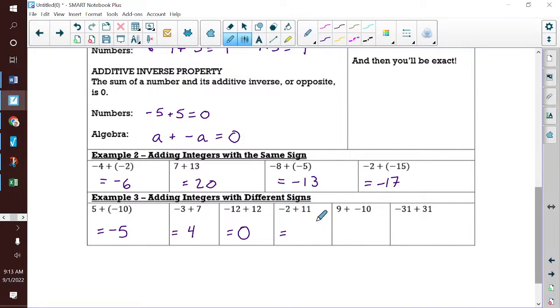These two numbers have different signs, so we'll subtract. 11 minus 2 is 9. Because 11 is bigger, we keep the positive sign. These two numbers have different signs, so we subtract. 10 minus 9 is 1. Because 10 is bigger, we will keep the negative sign that's on the 10. These two numbers are opposite, so therefore their sum is 0.